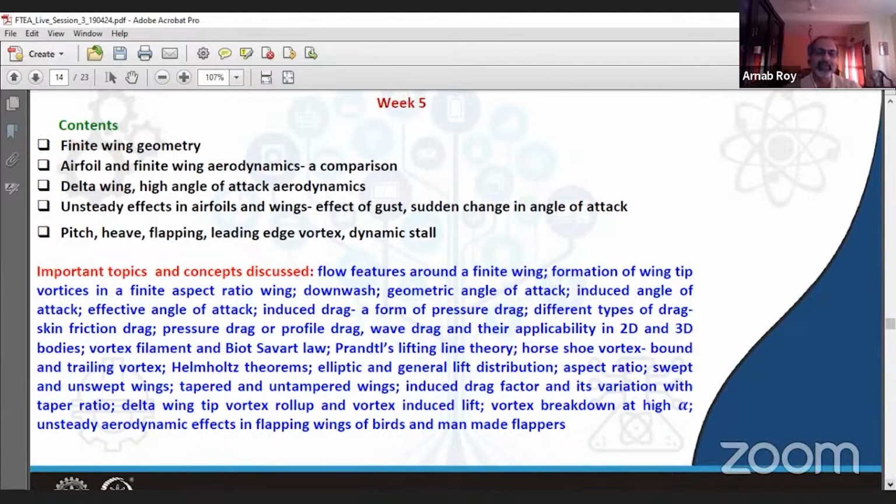In the context of finite lifting surface, we recall the aspect ratio of a wing, different kinds of wing plan forms which we came across, like elliptic wing plan forms, tapered wing plan forms, swept wings, things like that.